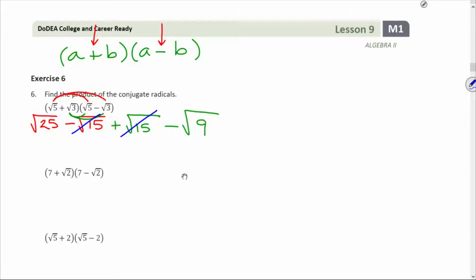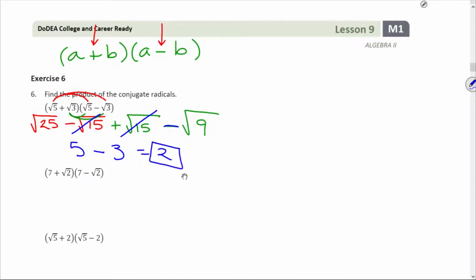Root 25 is a perfect square because I had root 5 and root 5. The square root of 25 is equal to 5. And then I have this minus that's right here. The square root of 9, 9's a perfect square because it came from 3 times 3, and so the square root of 9 is 3. And so 5 minus 3 is the number 2.